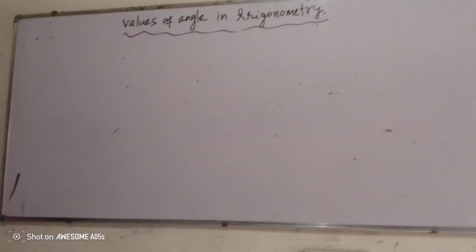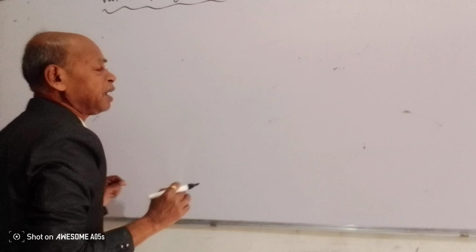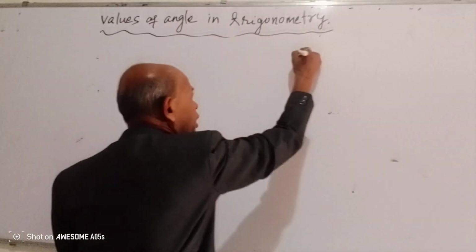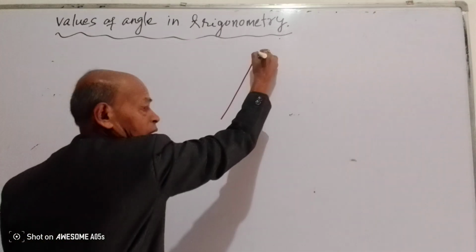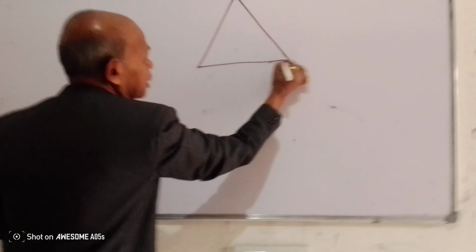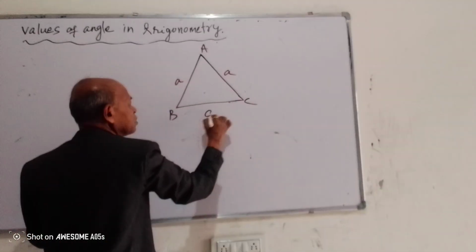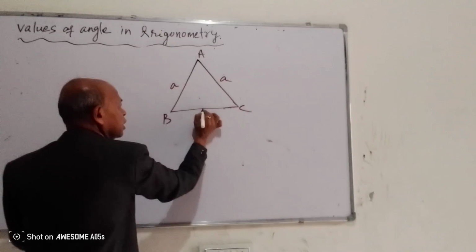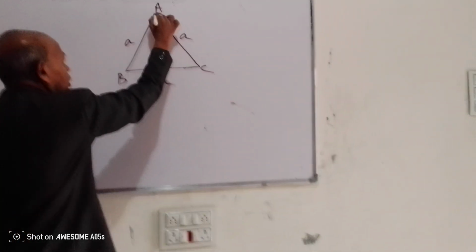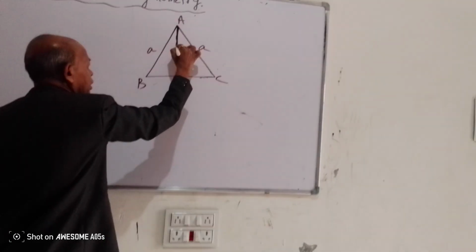Now discuss how to find the values of sin 30 degree and sin 60 degree. To find the values of 30 degree and 60 degree, we have to take an equilateral triangle. Now you see, this is an equilateral triangle ABC. Let its sides be a. Now take this midpoint and join it to the vertex. Then this will become your height.